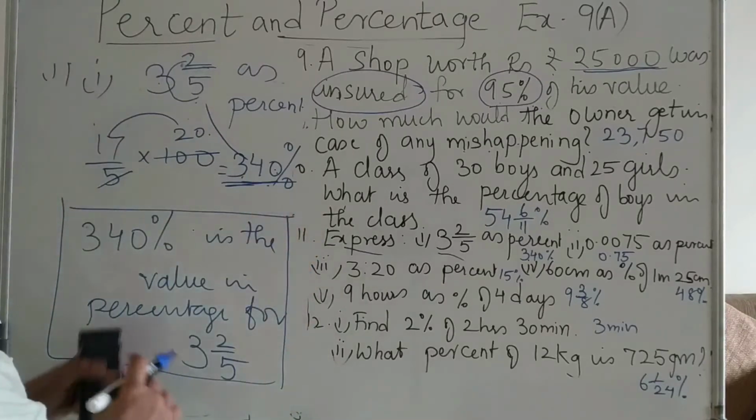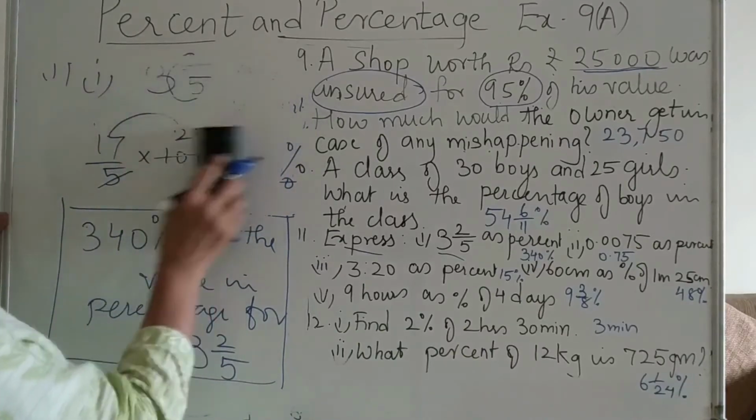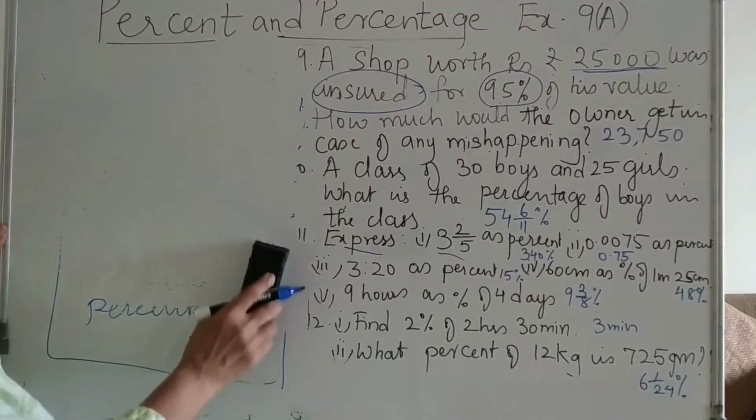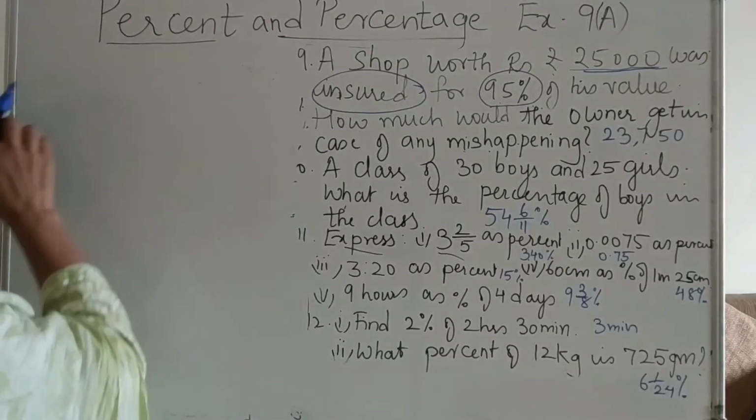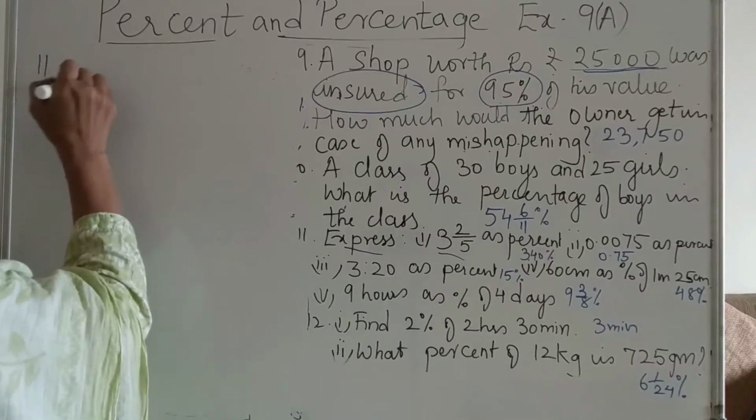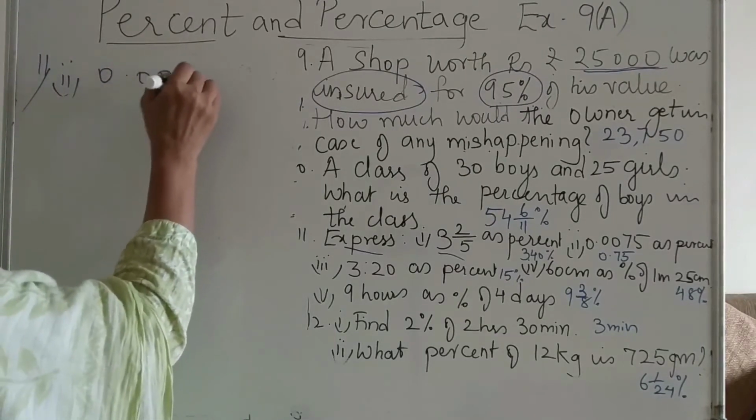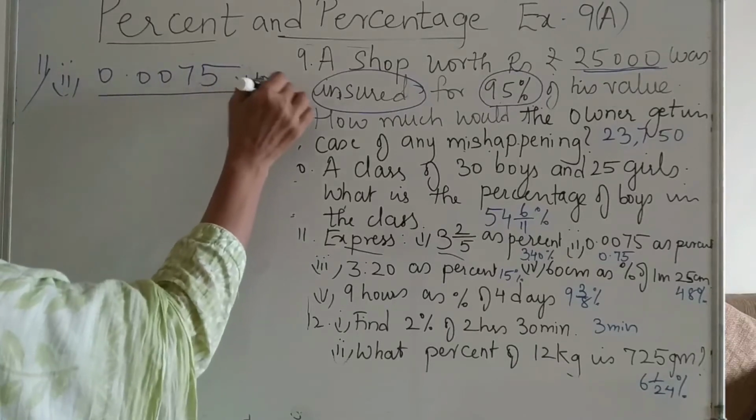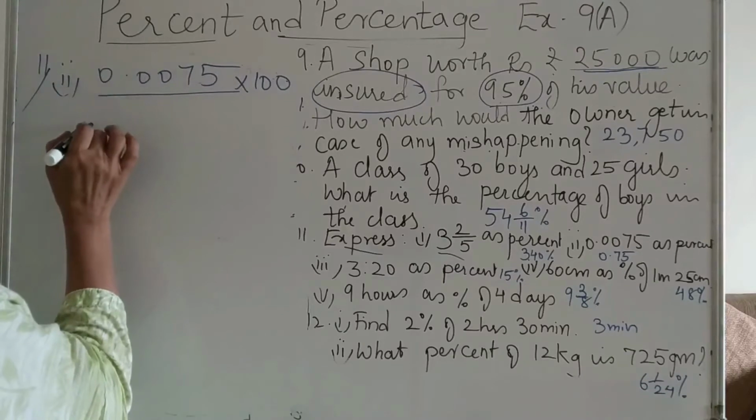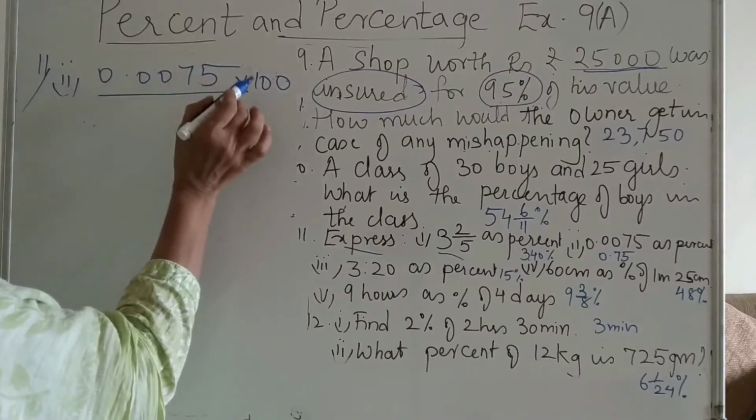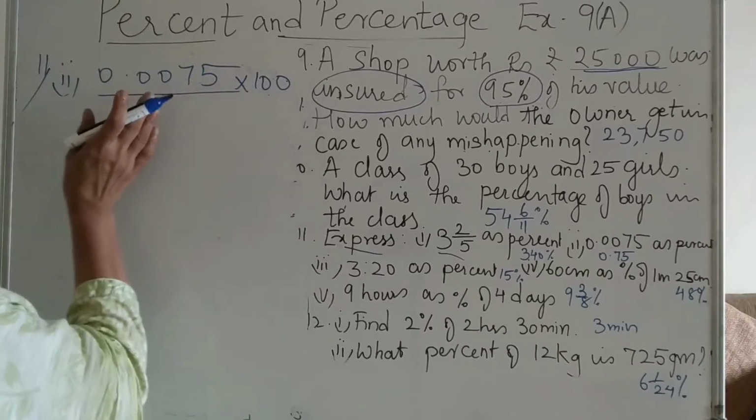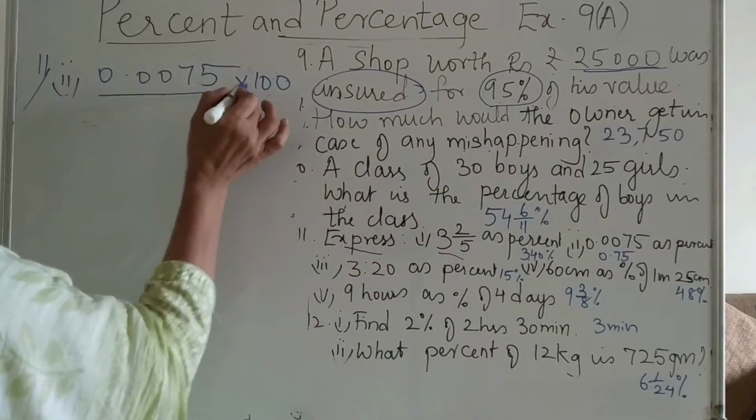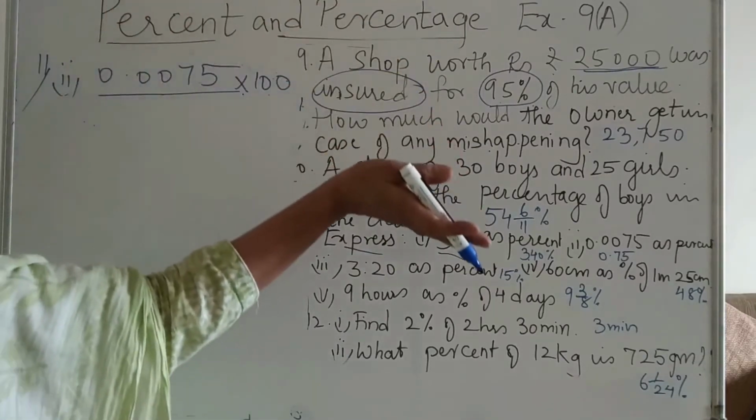Now next is you have to express 0.0075 as percentage. This is 11 second. Now this you have to express in percentage, so you have to multiply by 100. Now how you go ahead is, you just shift the point. Whenever you multiply by 100, the point has to move to the right hand side, and when dividing, left hand. So now we are multiplying. So here the point will go on the right hand side.